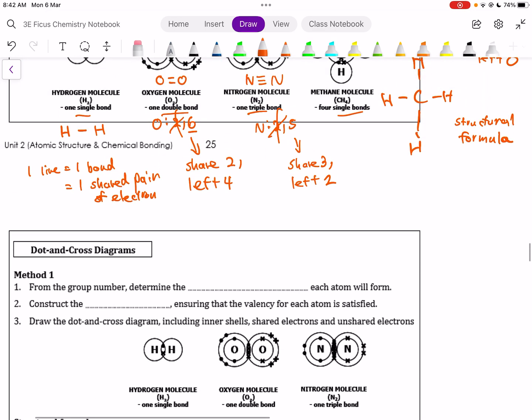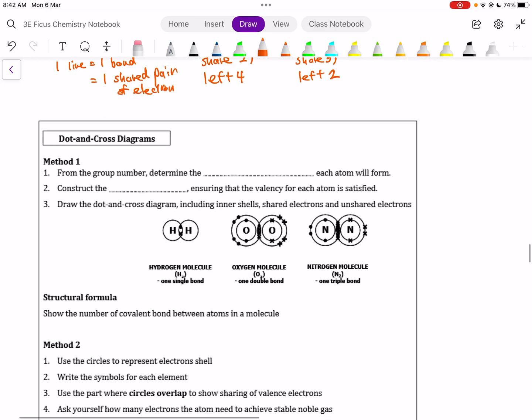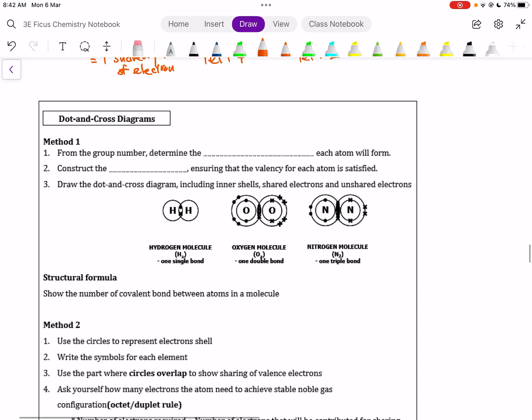Okay, so next thing, method 1 to draw. Although I prefer method 2 for the start, for more complicated ones you need to use method 1. So I'll introduce you to both methods. Method 1: from the group number you have to determine the number of covalent bonds each atom will form, then construct the structural formula.